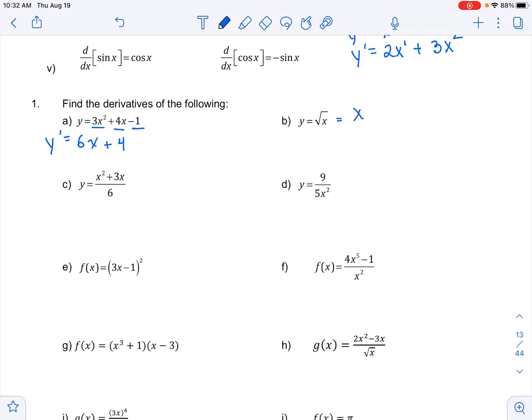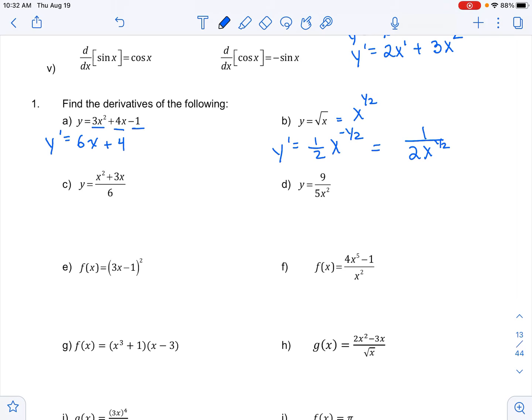The next one, remember, square root of x is really x to the 1/2. I would rewrite that. So using the power rule again, bring down the 1/2, reduce the power by 1. And for right now, you can leave your answer like this. If you do want to simplify it, really the exponent goes to the bottom.